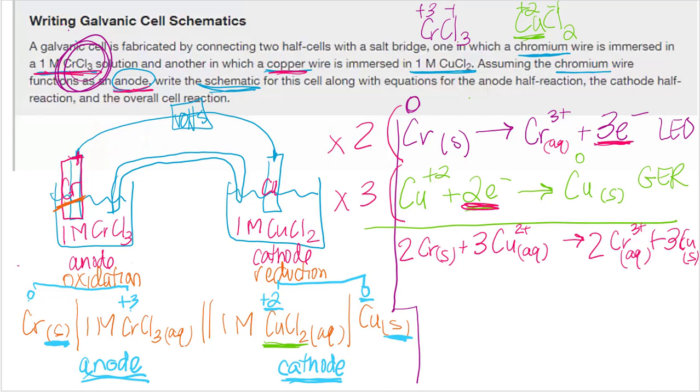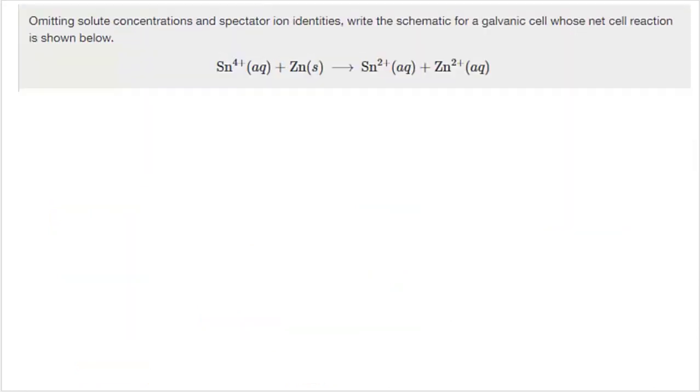Let's check to make sure that everything is balanced. I've got 2 chromiums, 2 chromiums, 3 coppers, 3 coppers. Good. Now let's check for charge. I've got 3 times 2, so I've got a plus 6 overall on the left, and I have 2 3 pluses, so a plus 6 on the right. So I'm balanced as far as charge and atoms. All right. Why don't you try to set this one up? You might not be able to do it all, but why don't you pause the video here and see if you can draw the schematic for this galvanic cell.